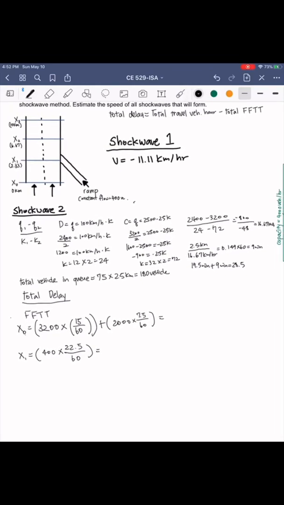So let me put this in the calculator. 3200 times 15 over 60 is 800, and 2000 times 7.5 over 60 is 250, which will make 1050 vehicles in total. So at x1, let me calculate this: 400 times 22.5 over 60 is 150 vehicles.